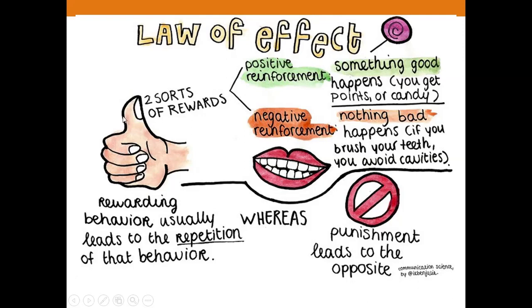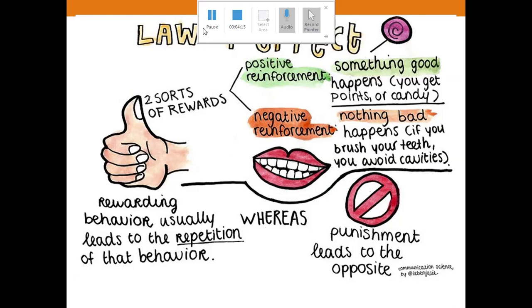So you've got two sorts of rewards in operant conditioning. So you've got positive reinforcement and negative reinforcement. So positive reinforcement is when something good happens. So you get points, or you get a sweet, or you get praise from your teacher or your parent. And then you've got negative reinforcement, so that's when nothing bad happens. So it's not that you are trying to avoid a punishment, because that's something completely different. It is that you are trying to perform a certain behaviour because it will avoid a negative consequence.